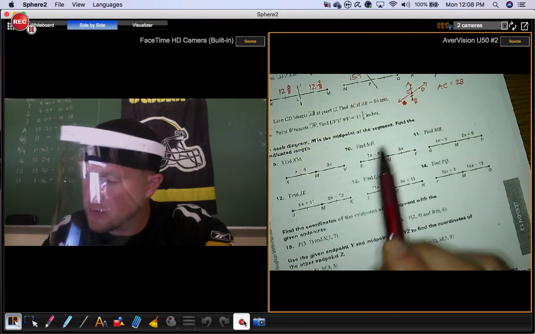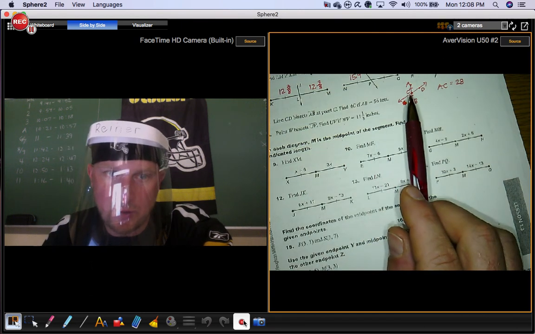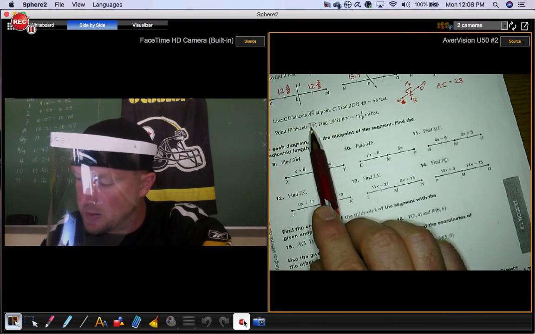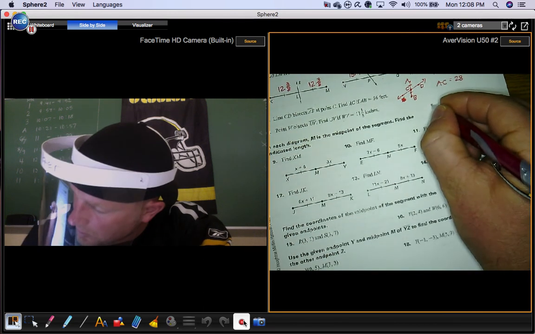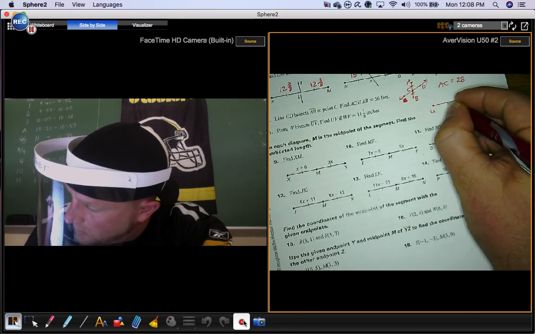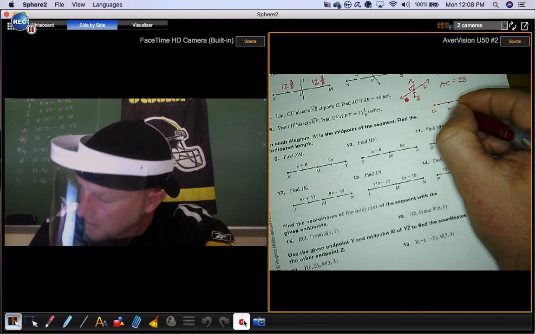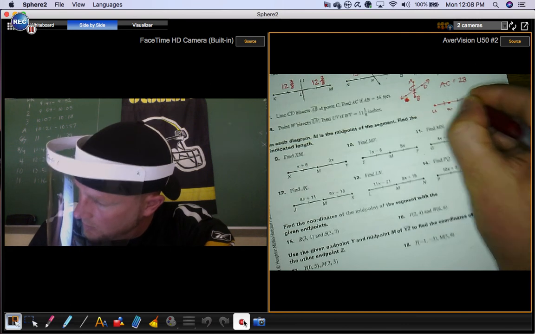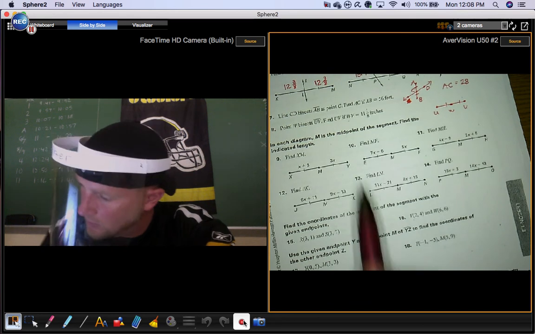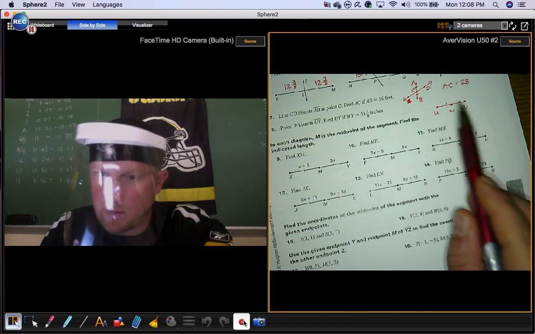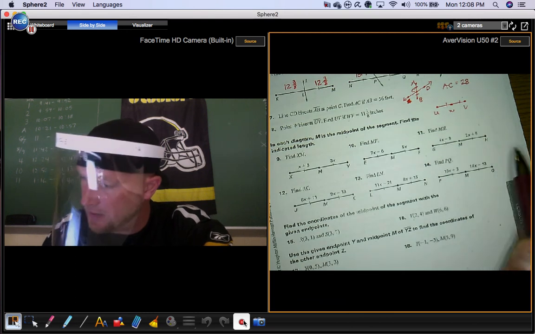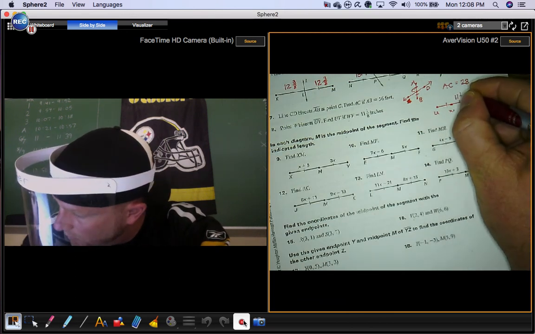Number 8, same situation. So you could draw yourself a new diagram if you want. Point W is going to bisect segment UV. So I'll draw segment UV. We'll see how this works out this time. Point W is going to bisect it, so that means this segment and this segment are the same length. Find the distance from U to V, that's the whole thing, if W to V, that's half of it, is 11 1/8.